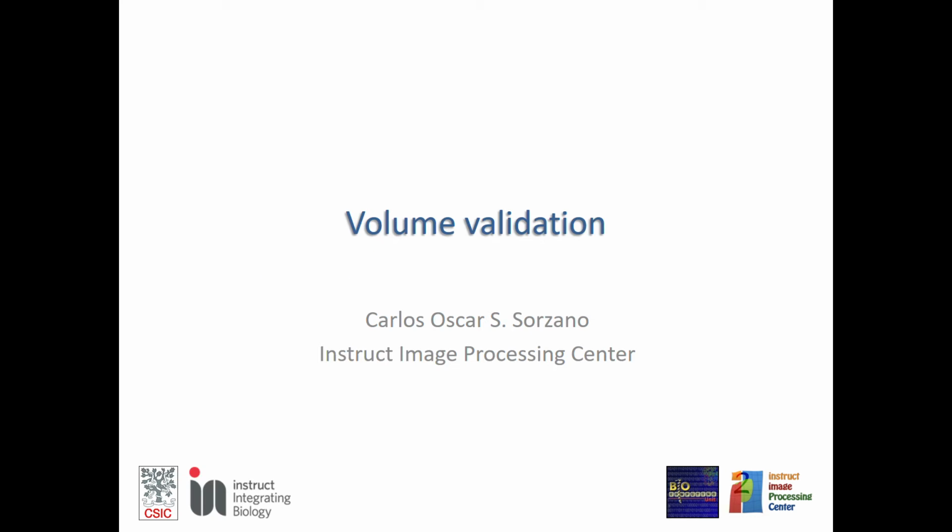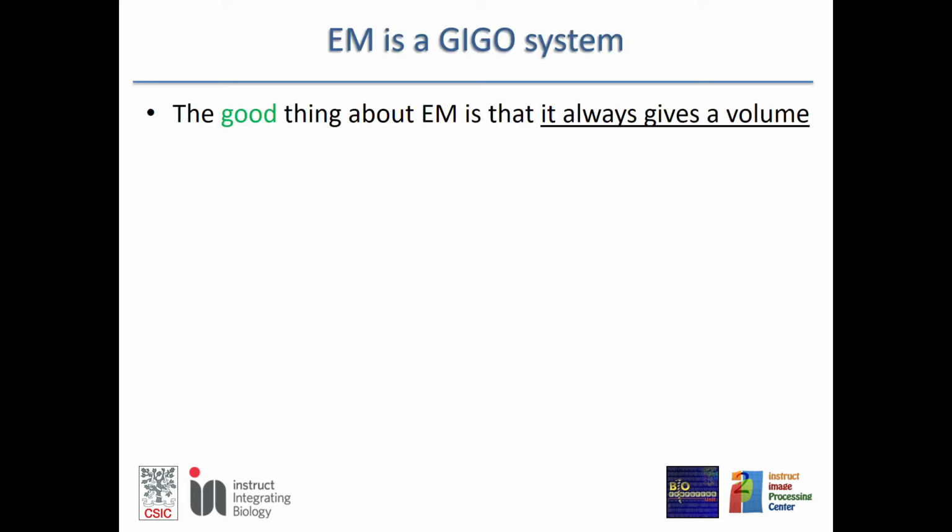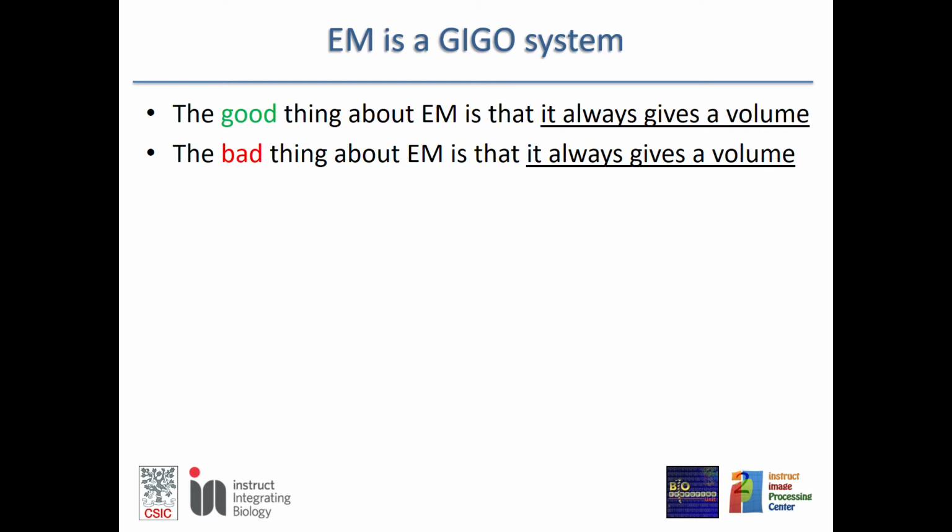So the next lecture is about volume validation. And there is a saying in the field that the good thing about electron microscopy is that it always gives a volume. The bad thing about electron microscopy is that it always gives a volume. So you will have a volume, but you never know if this volume is the correct one or not.